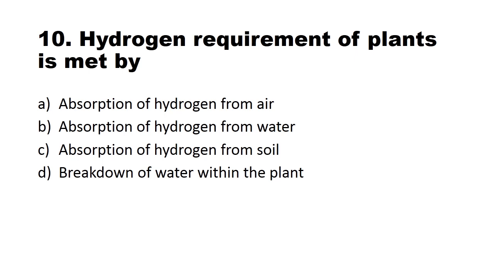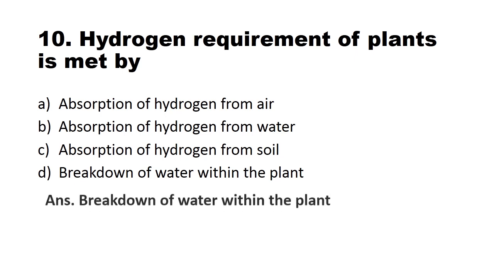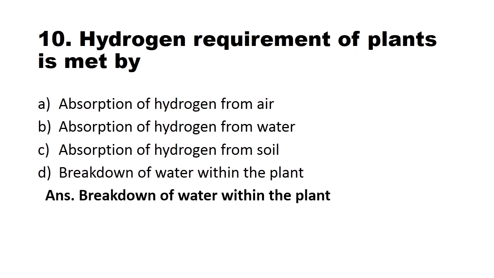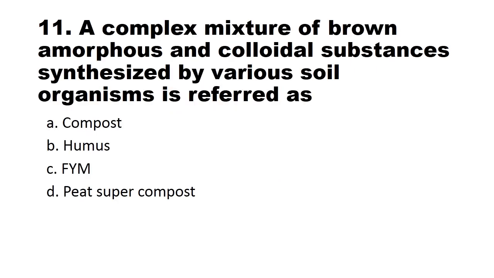Question number 10. Hydrogen requirement of plant is met by? Option number A, absorption of hydrogen from air. Option number B, absorption of hydrogen from water. Option C, absorption of hydrogen from soil. Or option number D, breakdown of water within plant. And the right answer is option number D, breakdown of water within plant. Hydrogen requirement of plants is met by breakdown of water within the plant.